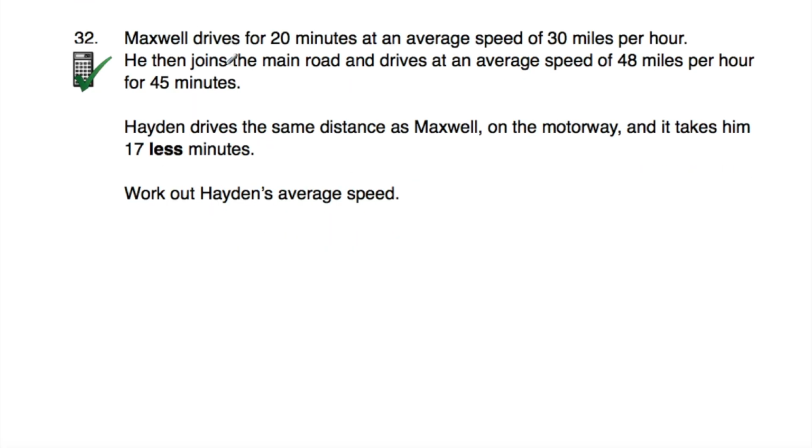So question number 32 says, Maxwell drives for 20 minutes at an average speed of 30 miles per hour. And then we're told that he joins the main road and drives at an average speed of 48 miles per hour for the next 45 minutes. And Hayden drives the same distance as Maxwell on the motorway, and it takes him 17 minutes less time. And we've been asked to work out Hayden's average speed.